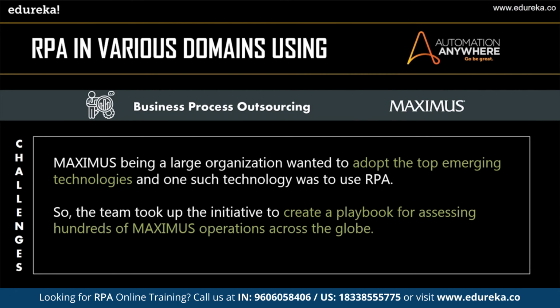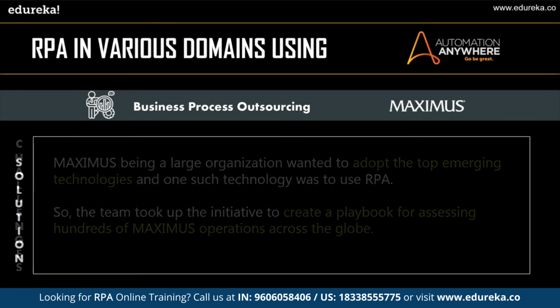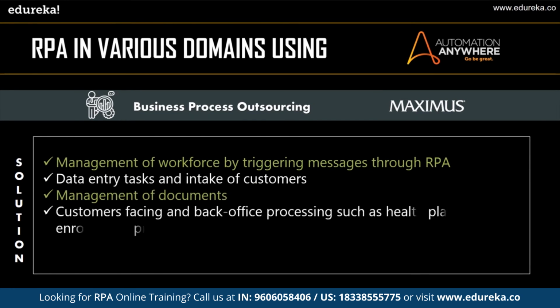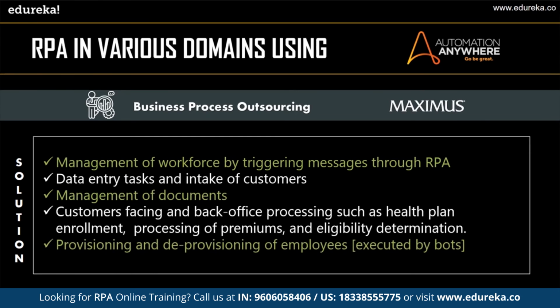So the team took up the initiative to create a playbook for assessing hundreds of Maximus operations across the globe. The solution to Maximus' challenge of using the latest technology such as RPA was the Automation Anywhere platform. Maximus decided to use the Automation Anywhere platform to implement a highly available delivery network of processes, people, and tools to manage all the automation opportunities.